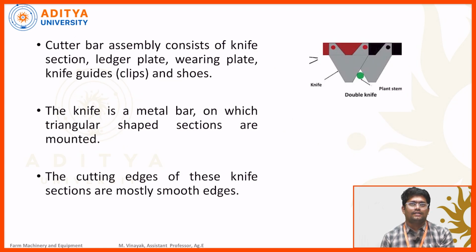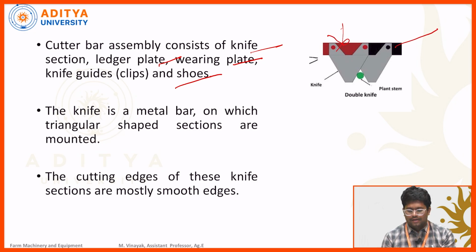Cutter bar assembly consists of a knife section, ledger plate, wearing plate, knife clips and shoes. Here, the pink or black color indicates the fixed knife, and the red color indicates the movable knife. In the middle of this section the plant material will be inserted. The red knife section will be moved in forward and backward directions, so that the plant material will be harvested.